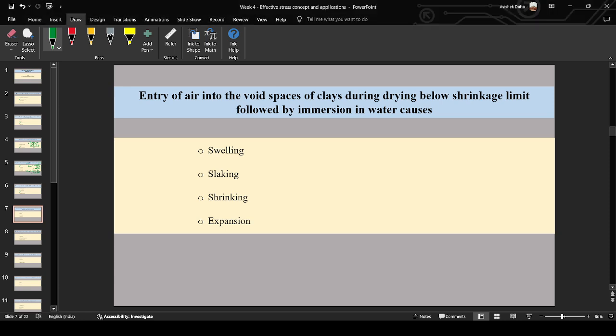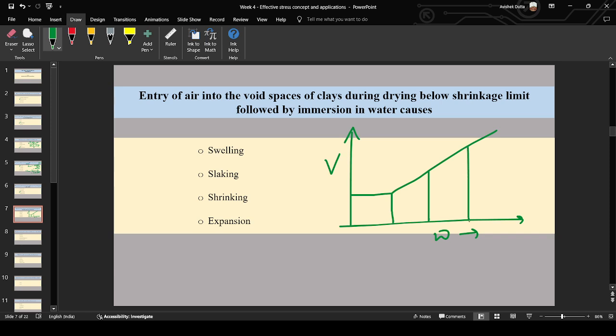Now, you have to understand the importance of shrinkage limit. If we draw the graph with moisture content on the x-axis and volume of soil mass on the y-axis, we get a graph like this. This is the shrinkage limit, this is the plastic limit, and this is the liquid limit beyond which the soil behaves like a liquid. This is the plastic state, this is the semi-solid or stiff state, this is the solid state.